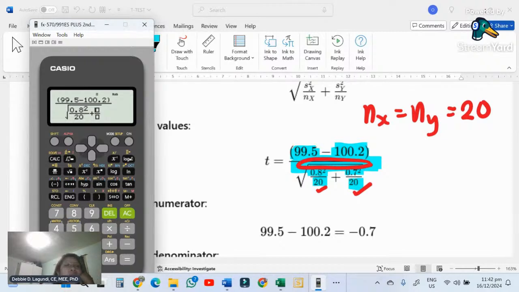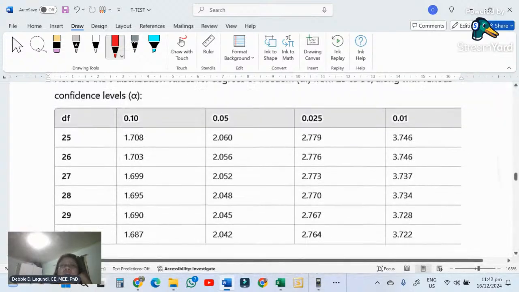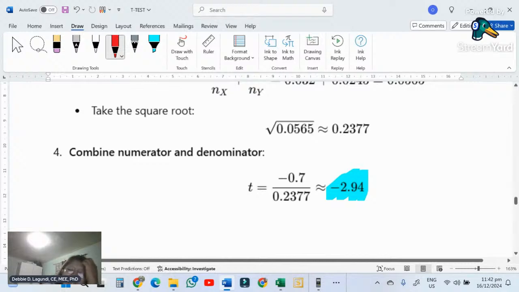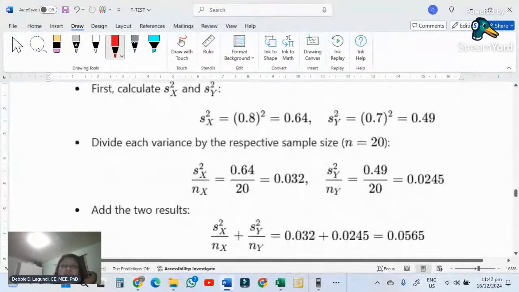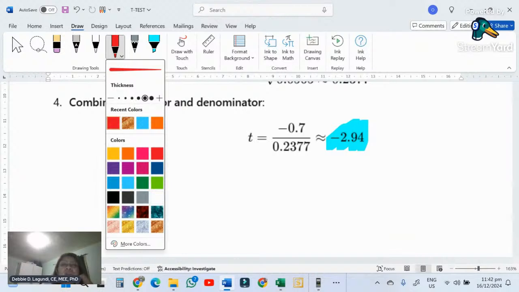It will give you a wrong answer. So here is a 0.7 squared, and then you go down, that will be 20. Okay, so after that, you just press equals and you get negative 2.944. Did we not get the same? Negative 2.944, right? For me, it's three decimal places. That's fine.